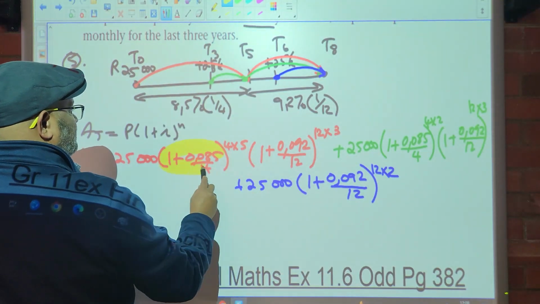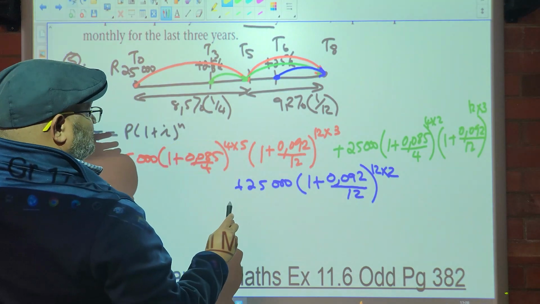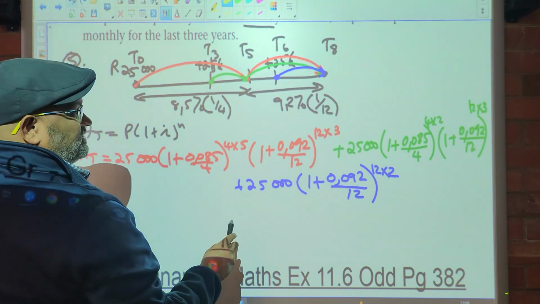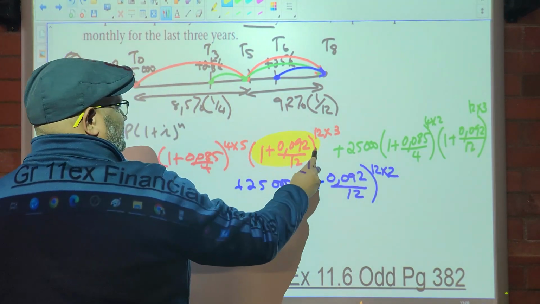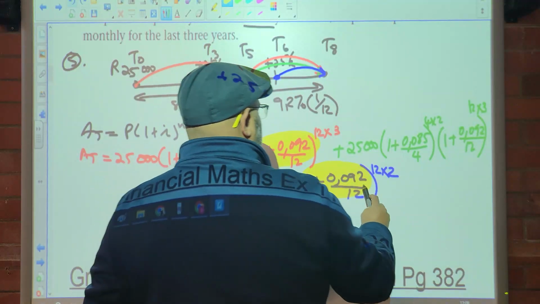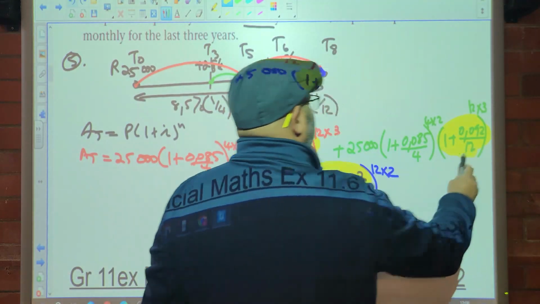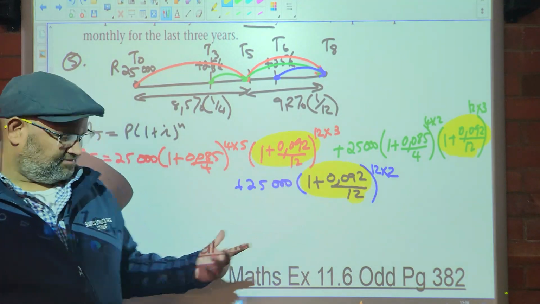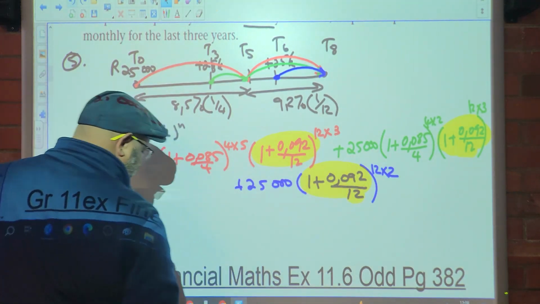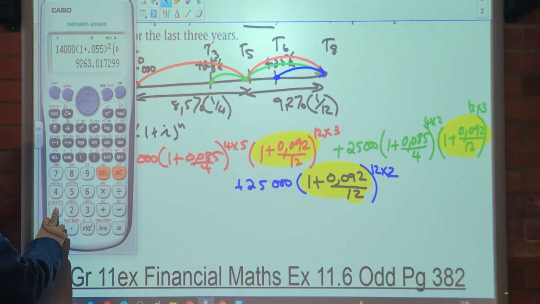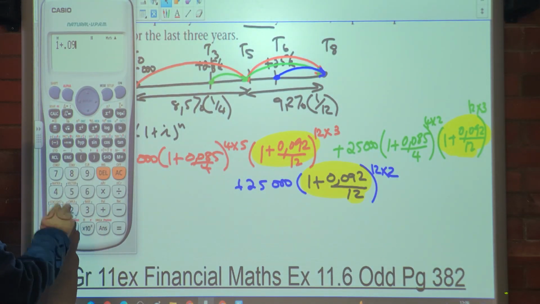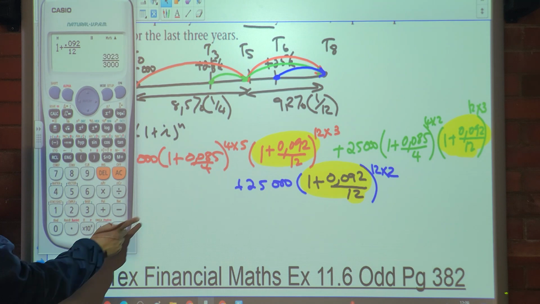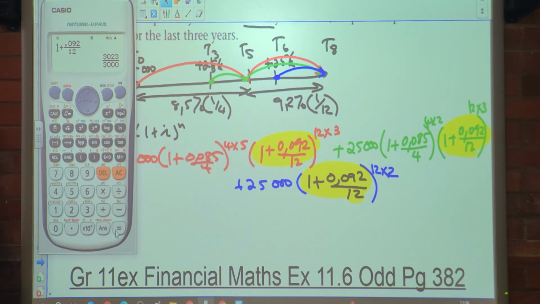I'm going to punch that in another. Which one am I using the most? 0,092 over 12 plus 1. Can you see it's being used thrice, whereas that one is being used twice? Okay? So let's go. On the calculator, we say 1 plus 0,092 over 12. So that in yellow is my answer button, the value of the answer.